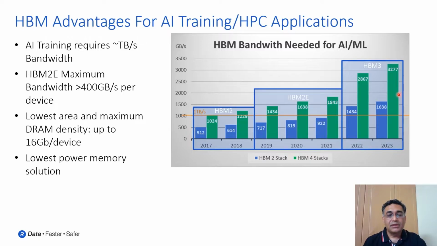This is really very encouraging, and if you look at all the characteristics, very high bandwidth, very low power due to the 2.5D system, and very high memory density, this provides a lot of advantage in AI training applications where we are really looking for very high system bandwidth.